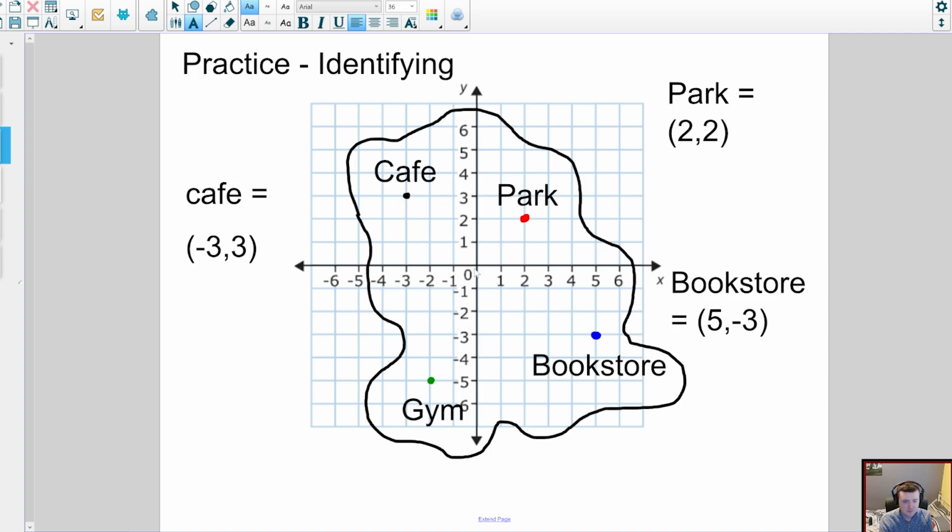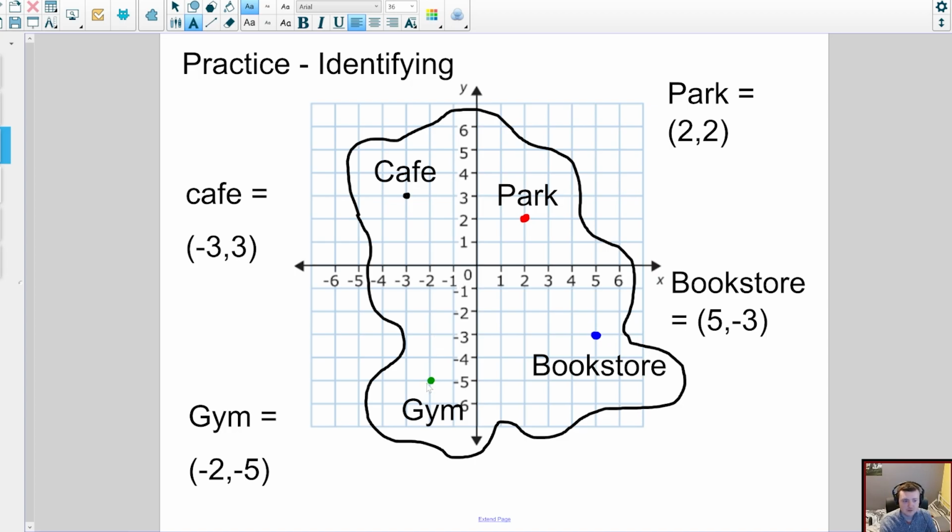And finally, the gym, 2 to the left is minus 2. 5 down is minus 5. So we're going to have gym is equal to (-2, -5), like that. And so that is where all of our coordinate points are.